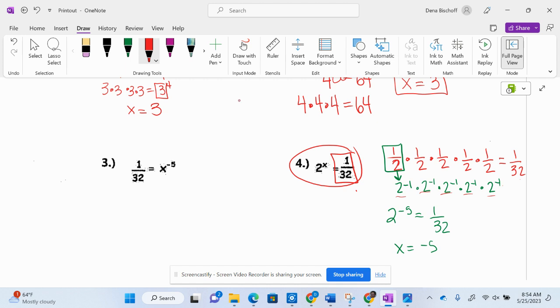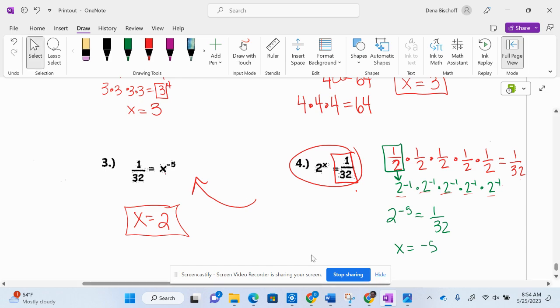Which brings you back to number 3, which means here that x is what? 2. Because if x to the negative fifth, like you see here, you were finding the base, here you were finding the power. Okay.